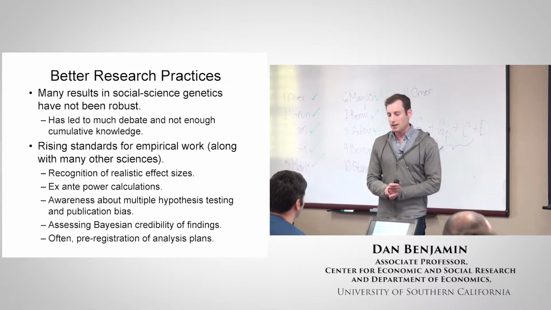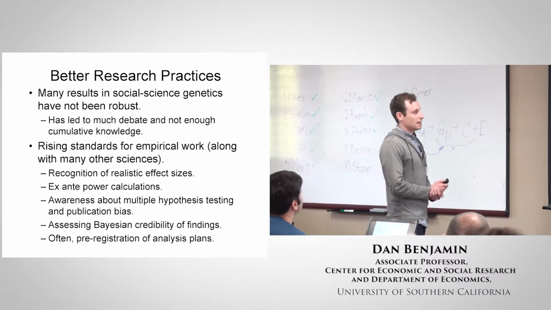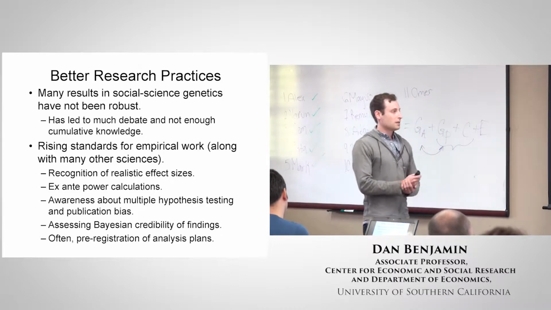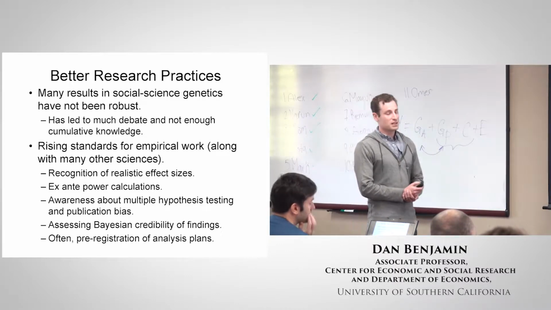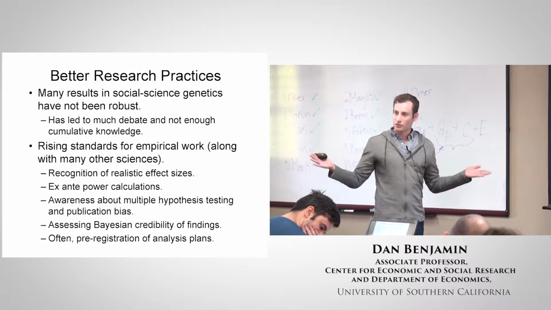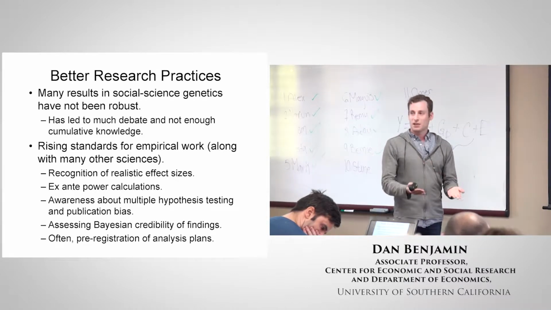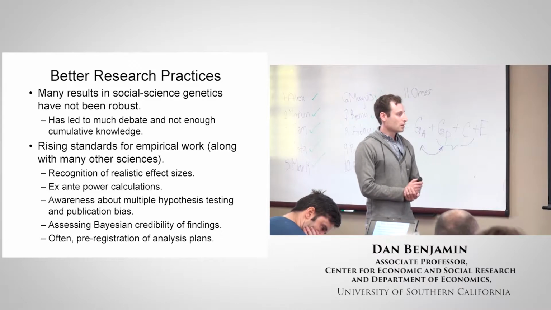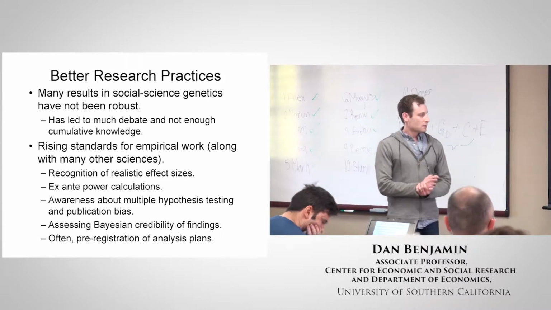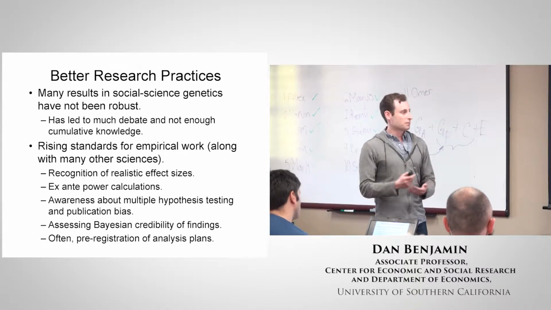So what we've seen in this area, and I think it mirrors what's happening in many other areas of science as well, is rising standards: recognizing what are realistic effect sizes in this kind of work, incorporating those into power calculations that are done ex ante, not based on the estimated effects in sample, but based on other information we have, and making sure we're doing well-powered research. Being aware about multiple hypothesis testing and publication bias, and interpreting results that we're reading, assessing the credibility of findings, and then often pre-registering analysis plans to improve the credibility of what's being reported.